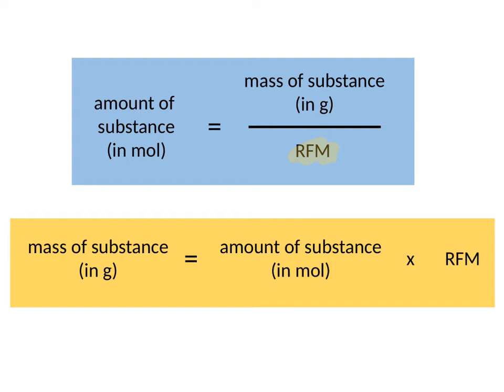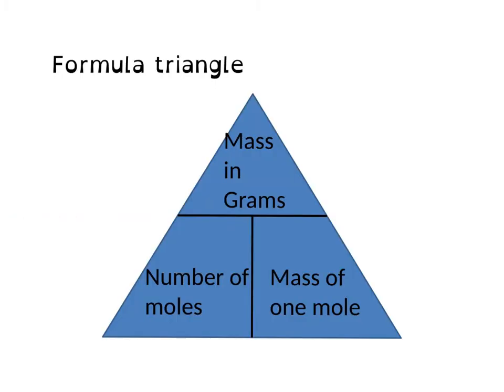This is just the same formula written in 2 different ways, because sometimes we are asked to find the mass of substance in grams, and for that we would be given the number of moles, and then we would usually find RFM from the periodic table, but we might be given it. Or we're asked to find the amount of substance, and we'd be given the mass in grams, and then again we would either find RFM from the periodic table or we might be given it in the question.